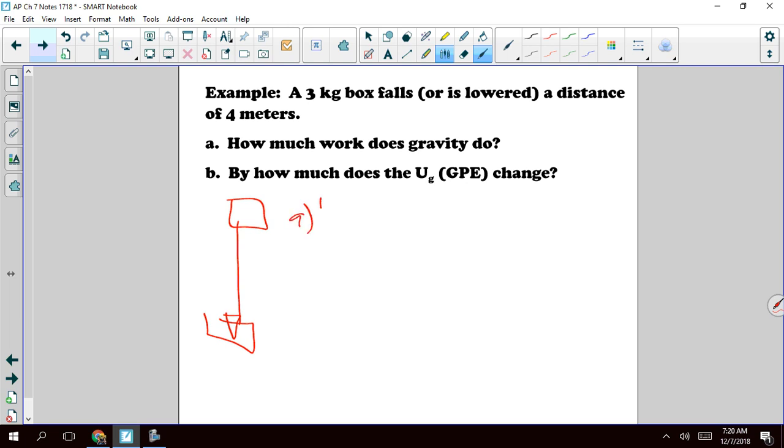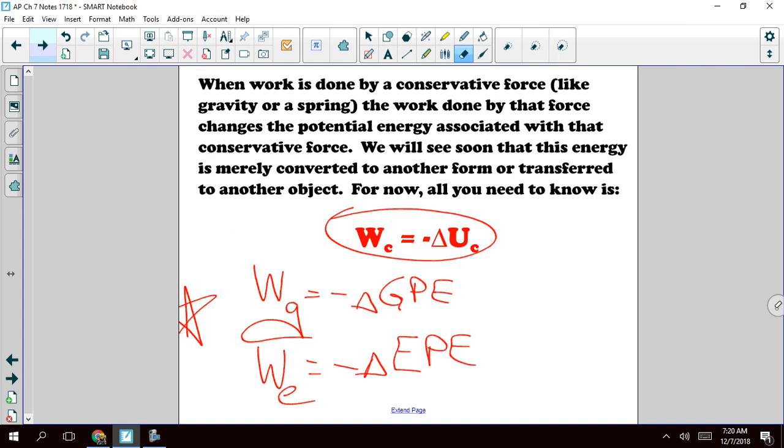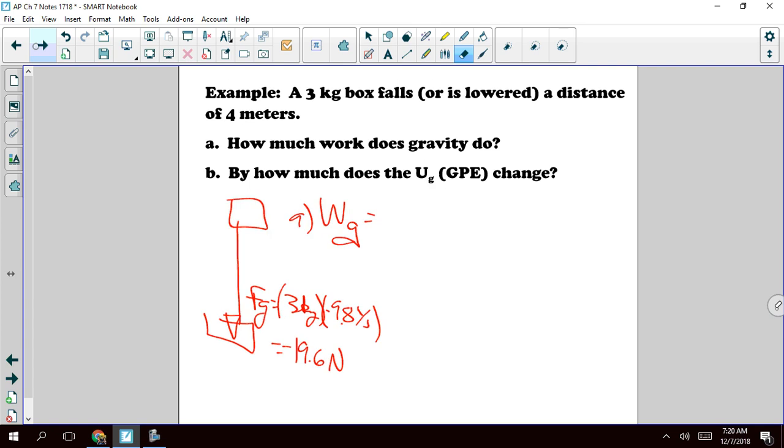So A, the work done by gravity would equal the force of gravity. Same thing as last time. So the force of gravity is going to be 3 kilograms times negative 9.8 meters a second squared. So our force of gravity is negative 19.6 newtons. No, it isn't. Our force of gravity is negative 29.4 newtons.